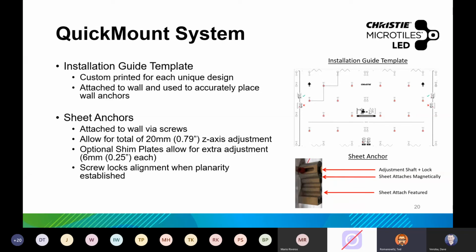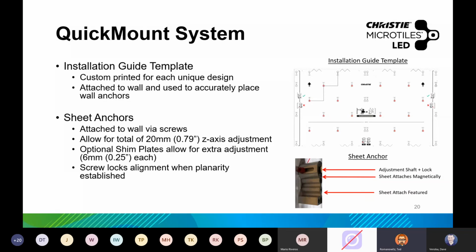What this does is it really informs the location and the type of wall anchor that is appropriate at each location. So it's really easy. You just unpack the wall anchors, you put them up in the right places, and you drill them right into the wall. Again, this is one of the reasons why you can install a MicroTiles LED wall in about half the time of a typical LED cabinet design.